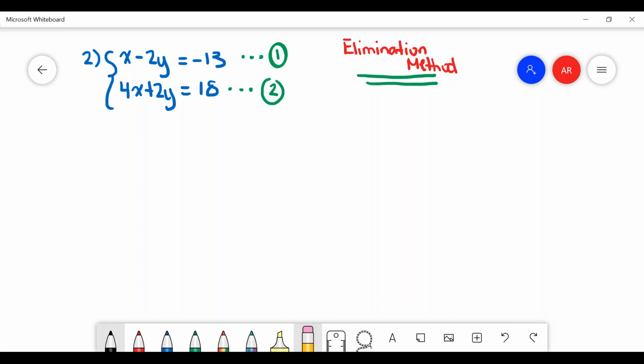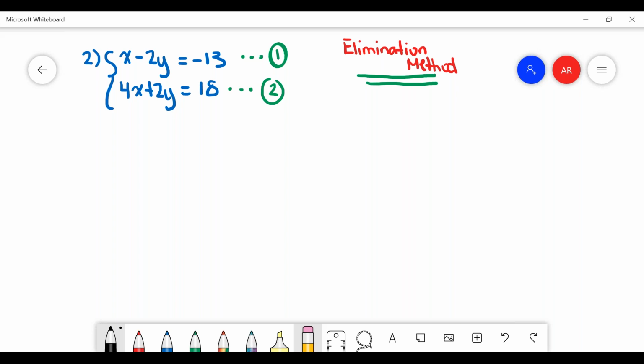So we can't really solve this using the same way by substituting. However, this is where this method called the elimination method comes in. The elimination method is basically adding these two equations by eliminating either an x or y variable. As you can see here, our first equation is x minus 2y equals negative 13, and the second one is 4x plus 2y is equal to 18.